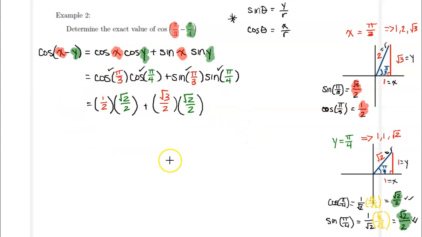Now, all I have to do is clean it up, simplify to get our final answer. So when we multiply fractions, we multiply the tops, multiply the bottoms for both. So that will leave me with root 2 over 4. And I'm actually just going to leave this as root 3 root 2 over 4, and you'll see why in a second. Because now I'm going to be adding two fractions, and luckily my denominators are already the same, so I can just add the tops.